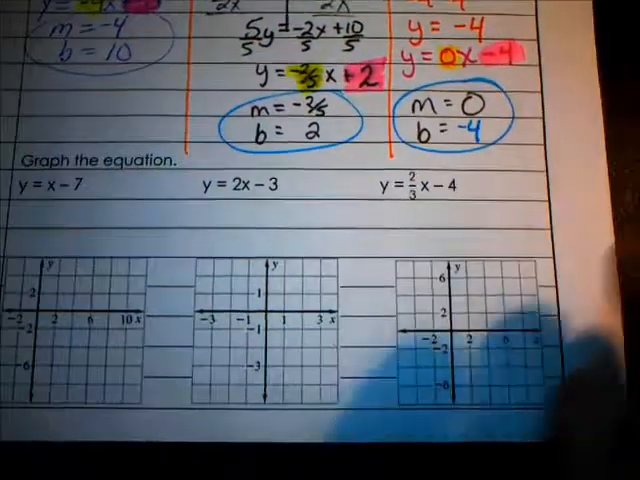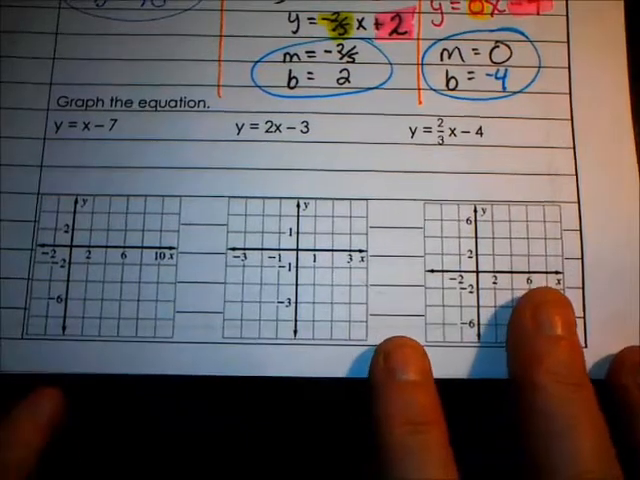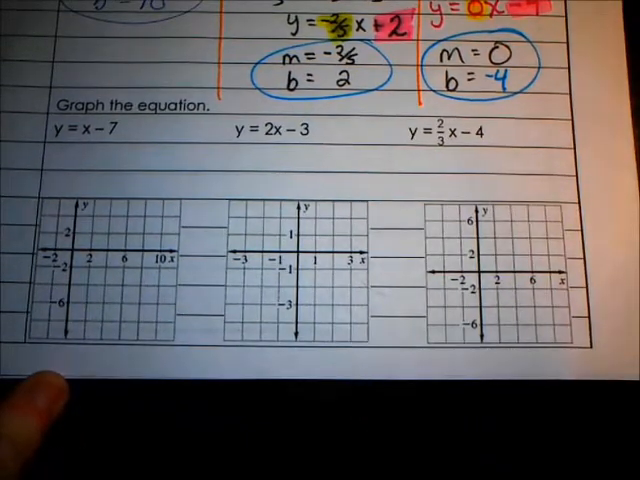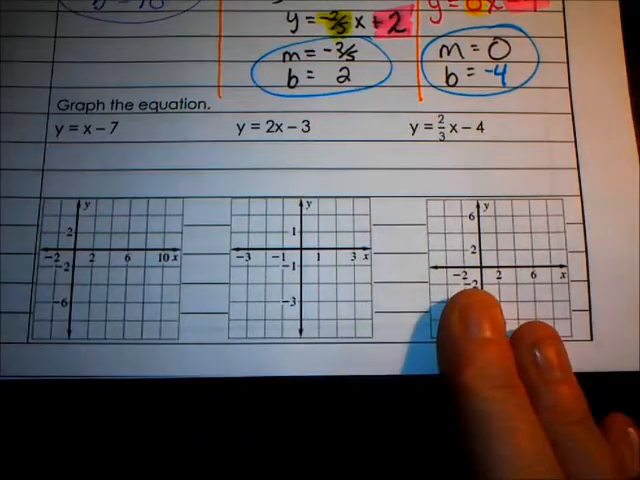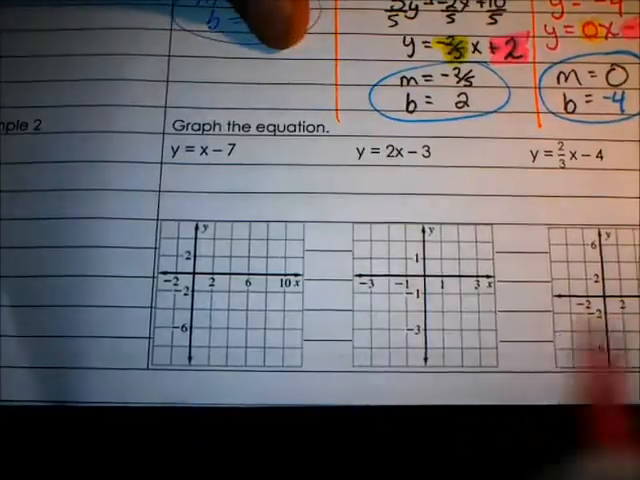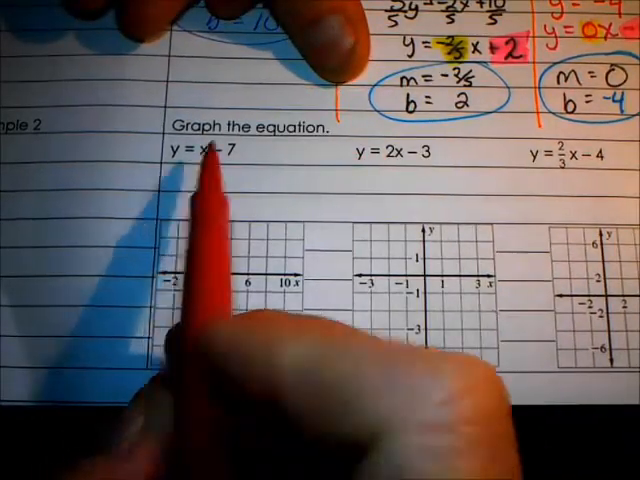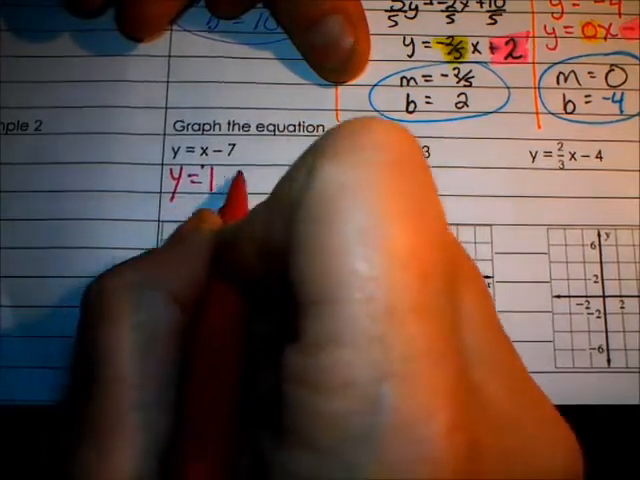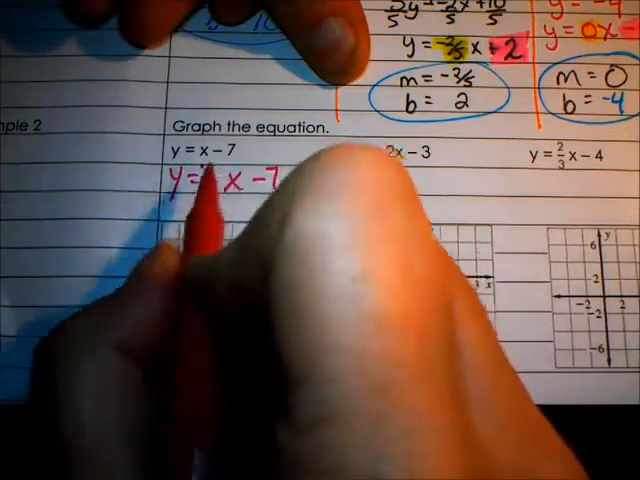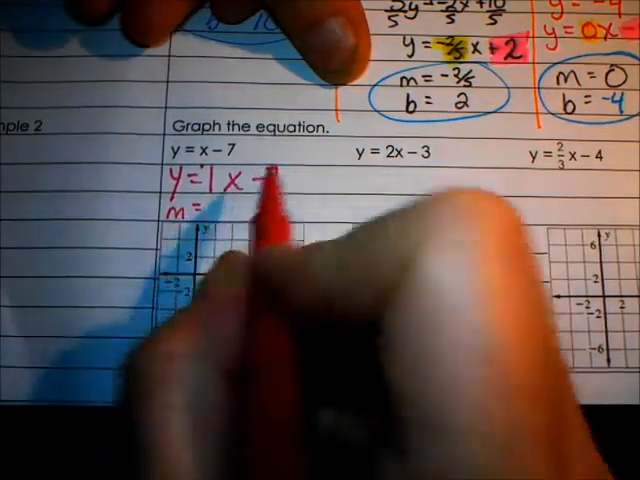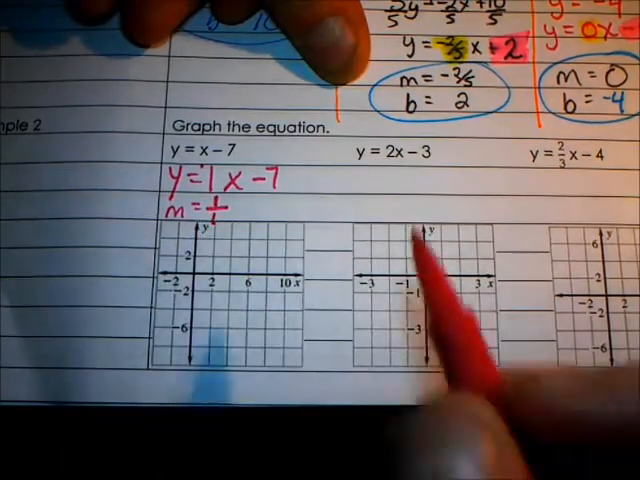Alright, example 2, we have 3 graphs that we're actually going to plot our points and graph these lines. I need them to be in slope-intercept form to actually use what we have above. And there's one thing I'm going to add to this. If I take the first one, I don't have a number in front of the x, so there's an understood 1. And this 1 here represents my slope, so I'm going to write it underneath here. It needs to be a fraction, so I have a 1 over a 1. And then the b is going to be the -7.